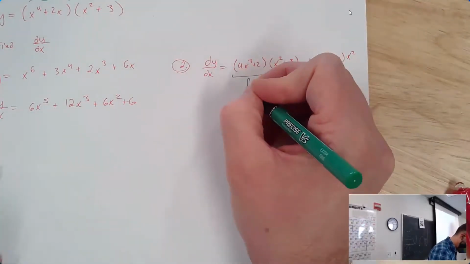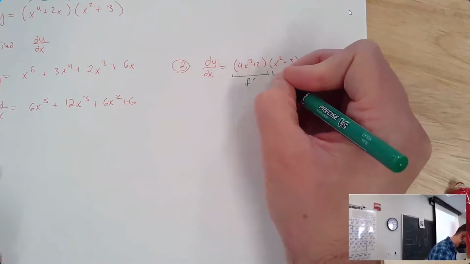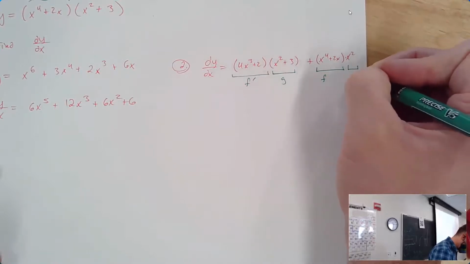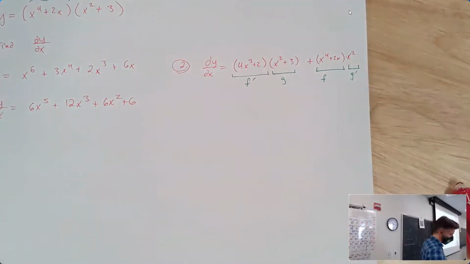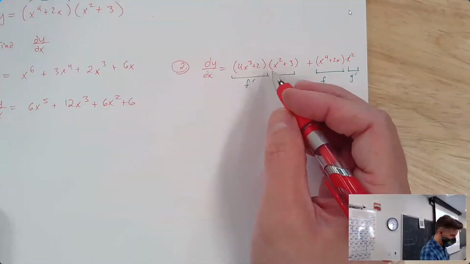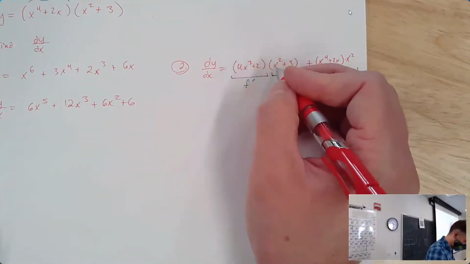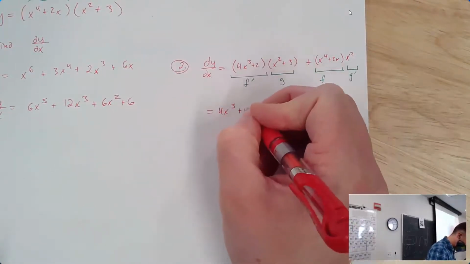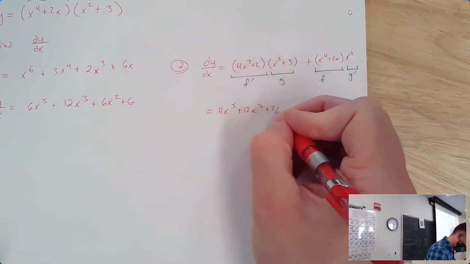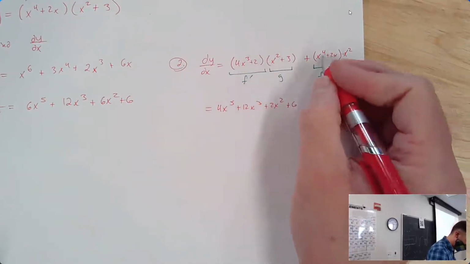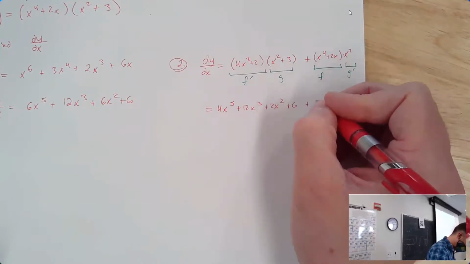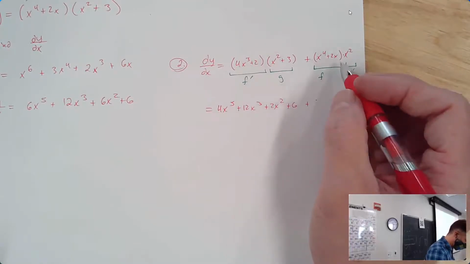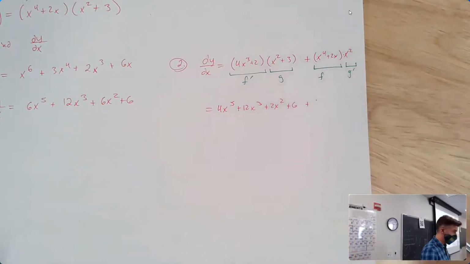Now, certainly, I think the first way of writing it seems a lot more simplified than the second way of writing it. We could simplify this, just to see that they're actually the same. So we multiply this out. 4x cubed times x squared is 4x to the fifth. 4x cubed times 3 is 12x cubed. 2 times x squared. 2 times 3. X to the fourth times x squared. I'm a little worried. I feel like I made a mistake somewhere. I did make a mistake.